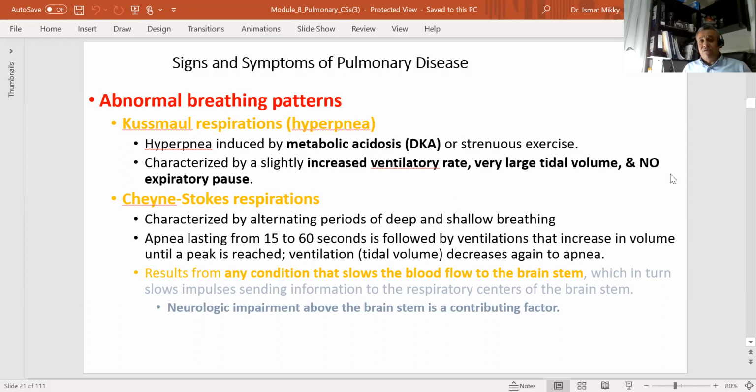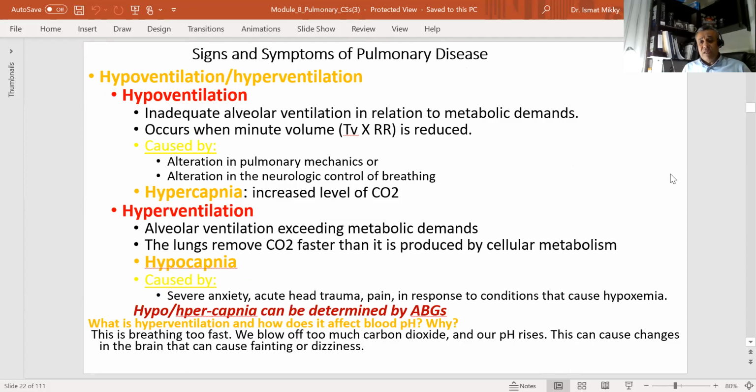Second, we have another type of respiration called Cheyne-Stokes respirations, which is characterized by alternating periods of deep and shallow breathing. And this is the exact definition of Cheyne-Stokes respirations. The contributing factor is the neurologic impairment that would affect the area above the brain stem. Hypoventilation and hyperventilation. We have some causes and etiologies for both.